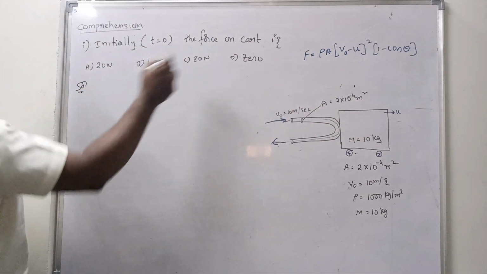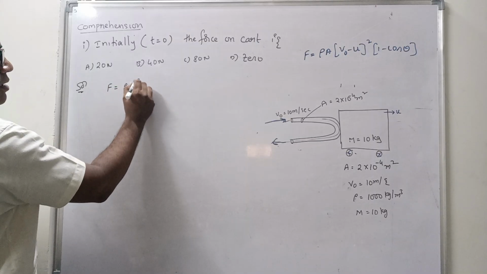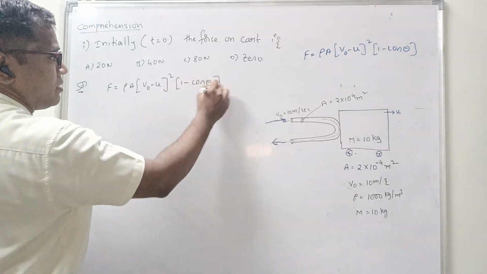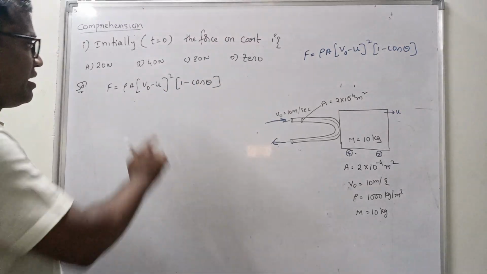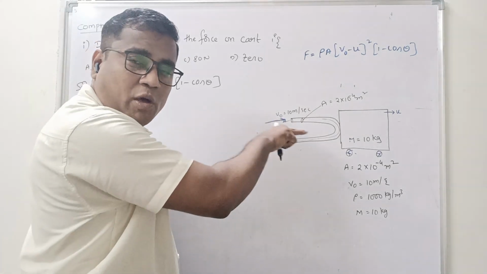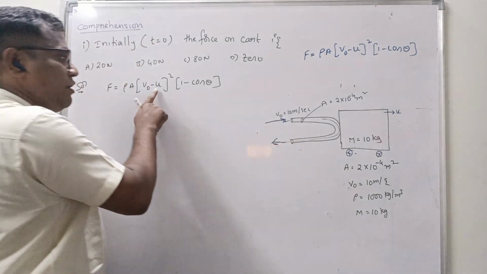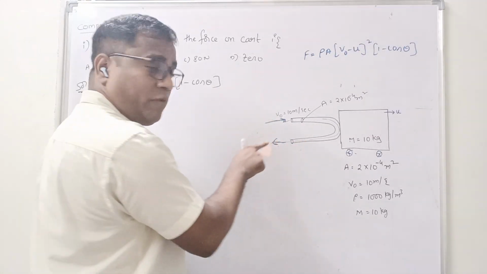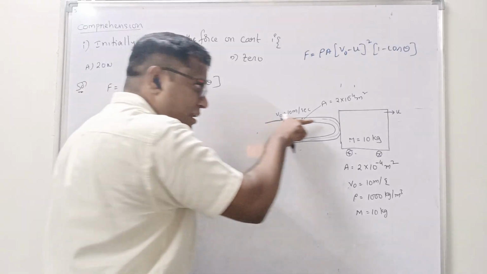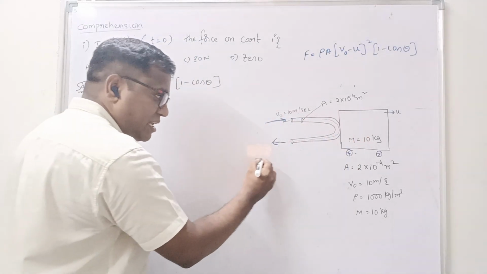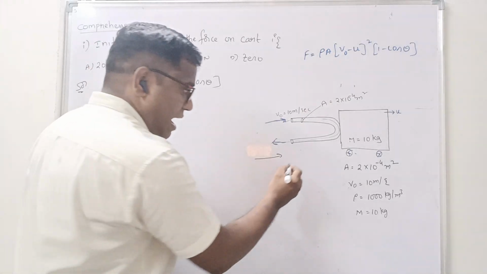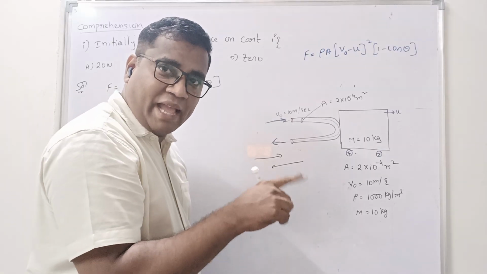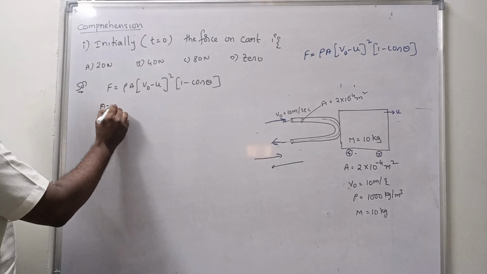Already he gave one equation, that equation I am going to consider here. See here, he has given that F is equal to rho A (V naught minus u) whole square into (1 minus cos theta). Here V, the velocity of the jet or liquid, is constant, u is the velocity of the cart, and theta is the angle. So in this situation, liquid enters and leaves. Initially in this direction is the velocity of the liquid, and after hitting the surface the velocity of the liquid is opposite. Then what is the angle? Theta is equal to 180 degrees.